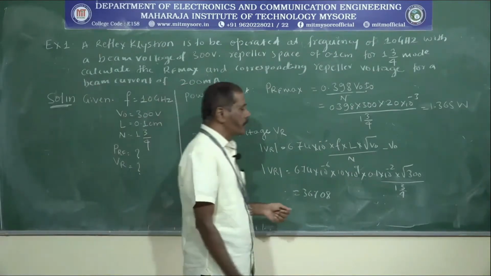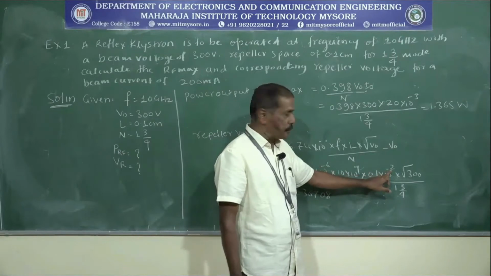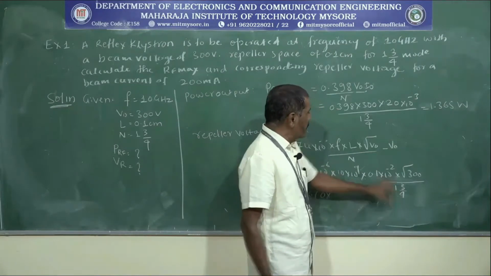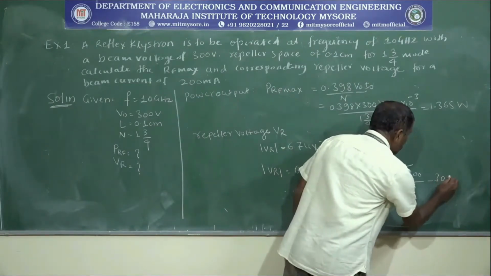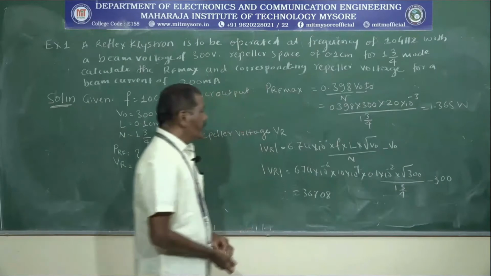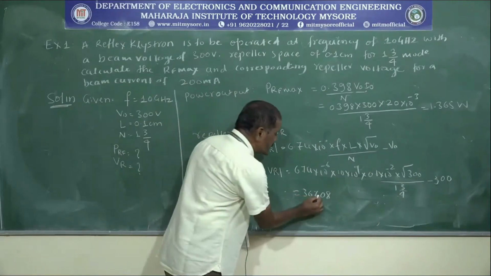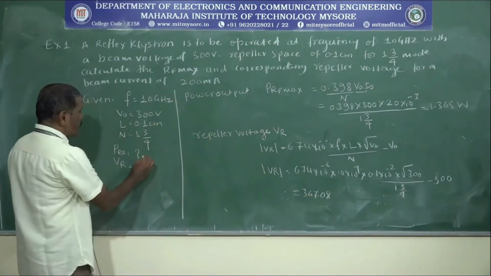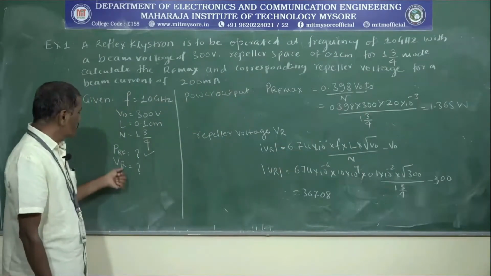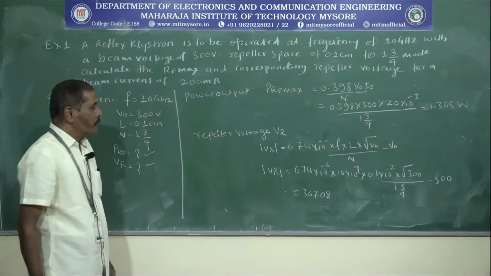This is 0.1 centimeters, you have to convert into meters. Now, 0.1 into 10 to the power of minus 2 into root of 300, divided by 1 3/4, then minus 300. If you simplify these values, you will get a value of 367.08. In the given problem, the PRF has been asked. We have calculated PRF is equal to 1.365, and the repeller voltage has also been asked, and the repeller voltage you have calculated. So, the repeller voltage is this.